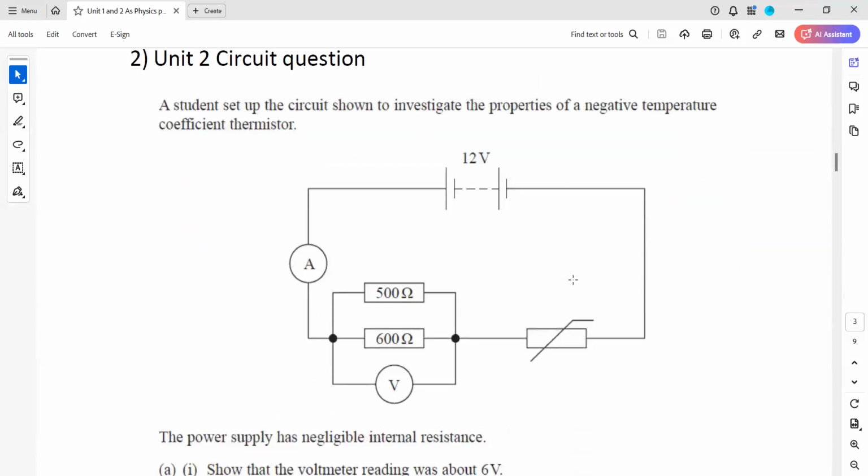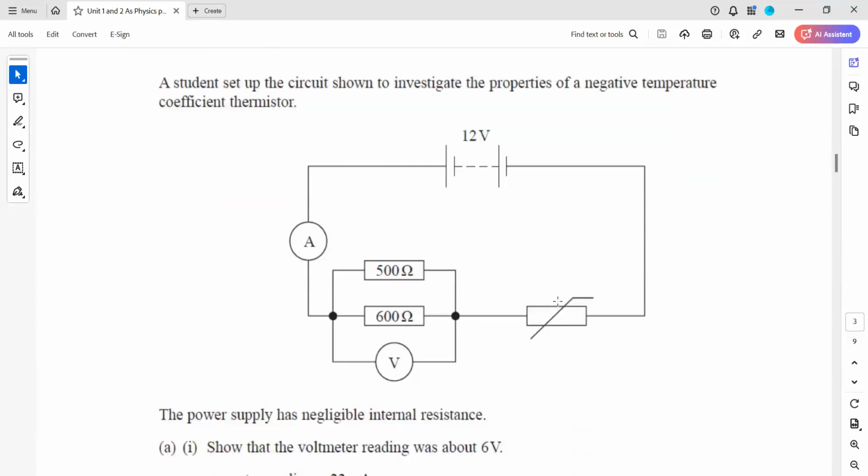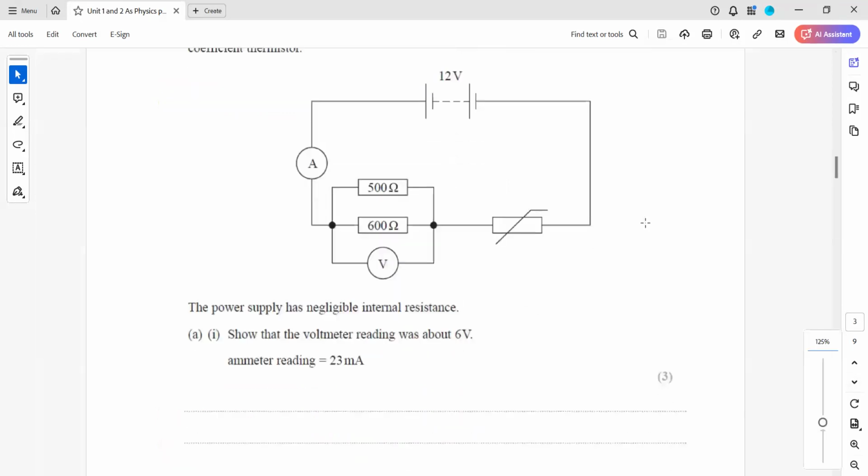The next question is related to circuits. A student set up the circuit to investigate the properties of a negative temperature coefficient thermistor. Negative temperature coefficient means that if we increase the temperature, its resistance decreases. The power supply has a negligible internal resistance. Show that the voltmeter reading is about 6 volts and the ammeter is 3 milliamps.